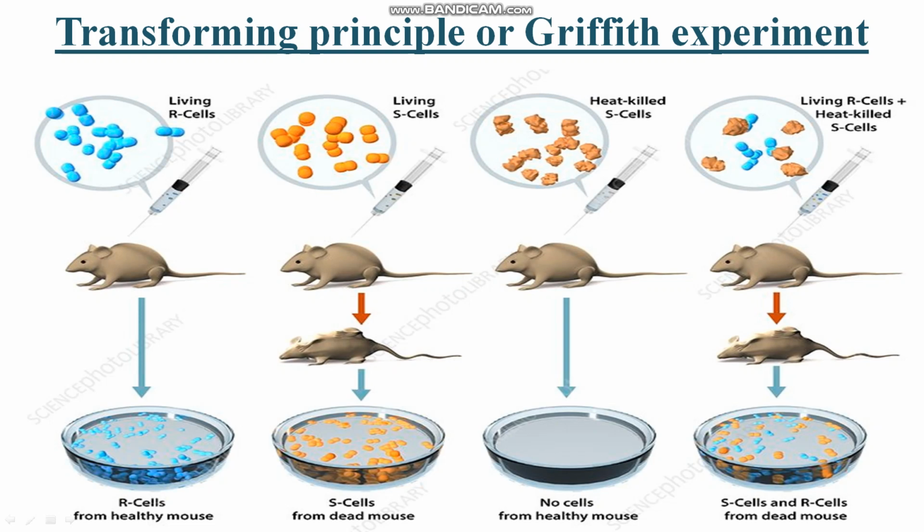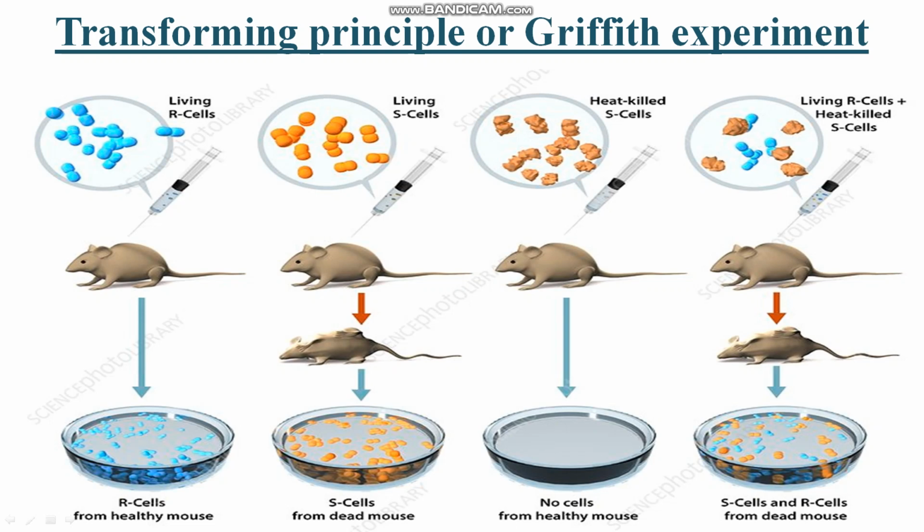While in the case of S cells or smooth cells of bacteria, it has a polysaccharide coat. That's why the antigen will not form in the mouse, or the immune system will not work. The immune system did not work on the S cells of the bacteria. That's why these bacteria cause pneumonia in the mouse, and the mouse died, right?